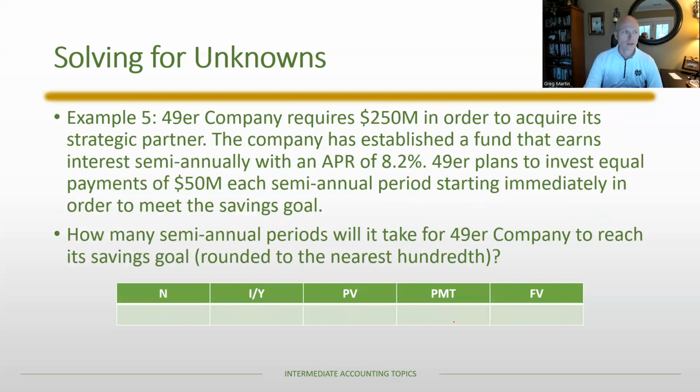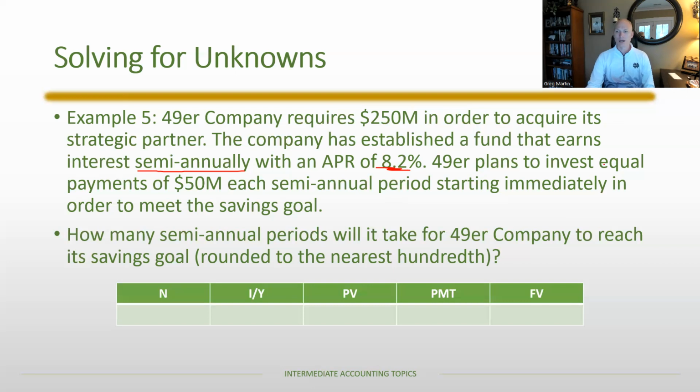All right, a couple more of these. Example number 5. This might be the last one, I don't remember. All right, so we need $250 million in order to acquire a strategic partner. The company has established a fund that earns interest semi-annually. So again, paying attention to that semi-annually. The APR is 8.2%. So hopefully you can already figure out, okay, if the APR is 8.2, in your mind, you should already be thinking, what's the semi-annual rate? Hopefully you figure out that's 4.1.